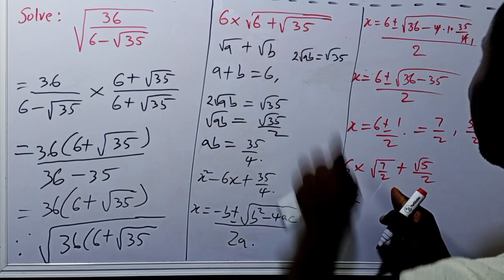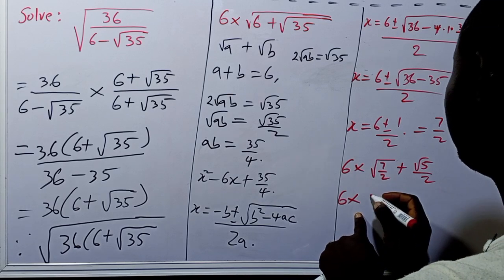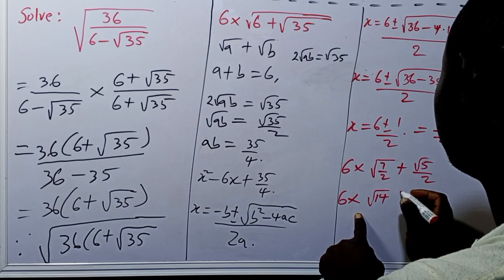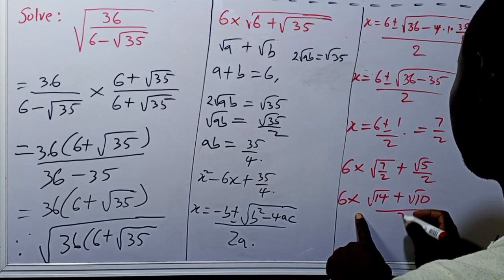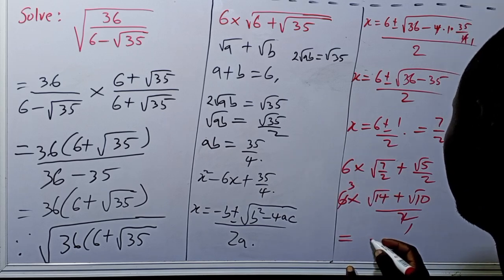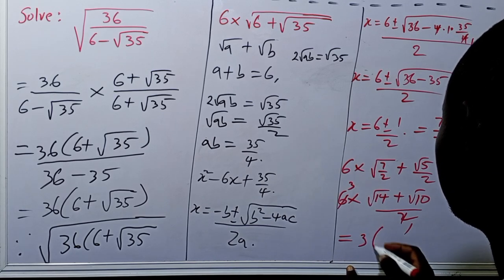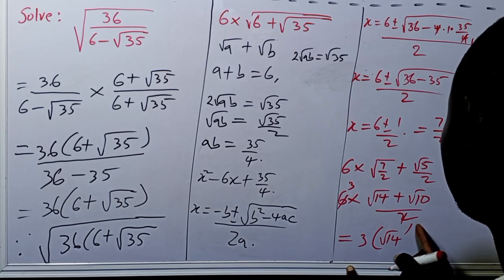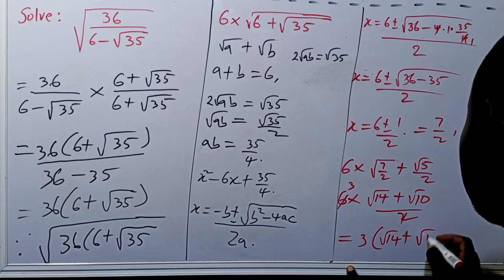When you simplify this expression, you have square root 14 plus square root 10 over 2. The 2 here cancels with the 6 here to give 3. So you now have the final answer: 3 into bracket square root 14 plus square root 10.